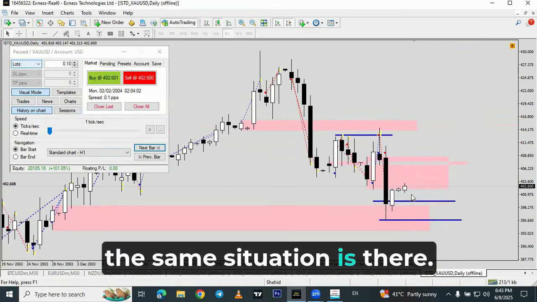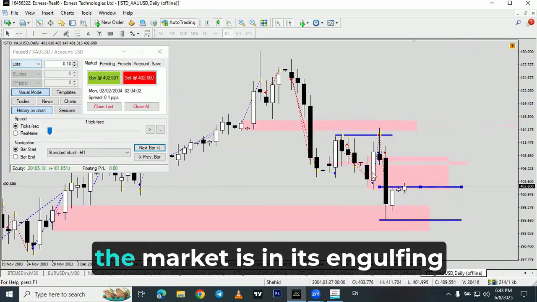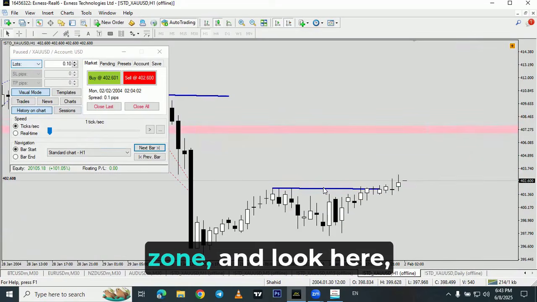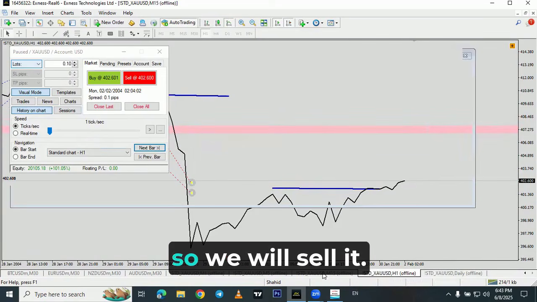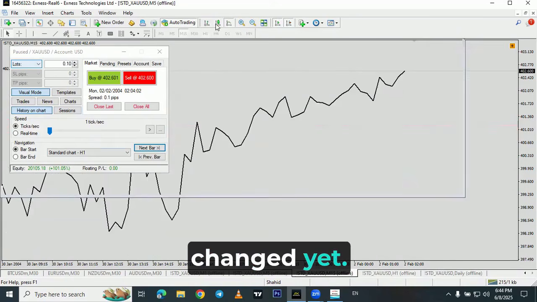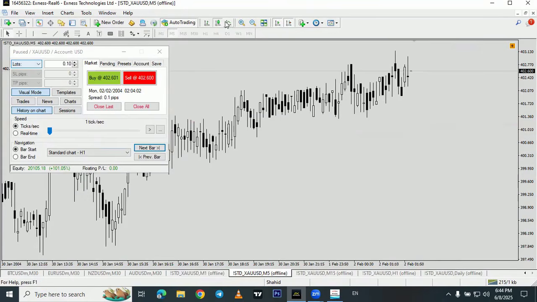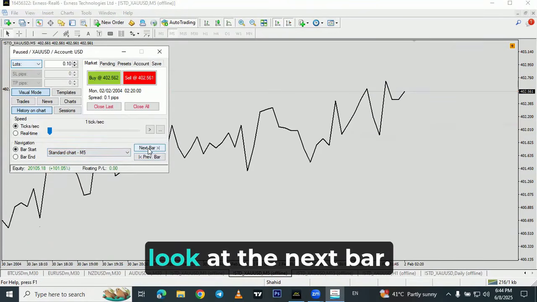The same situation is there. The previous day's high was swept. After that, the market is in its engulfing zone. And look here. If the structure changes, it comes in our favor. So we will sell it. If you look at 15 minutes, the structure hasn't changed yet. If you look at 5 minutes, it hasn't changed. So if we put it on 5 minutes, look at the next bar.